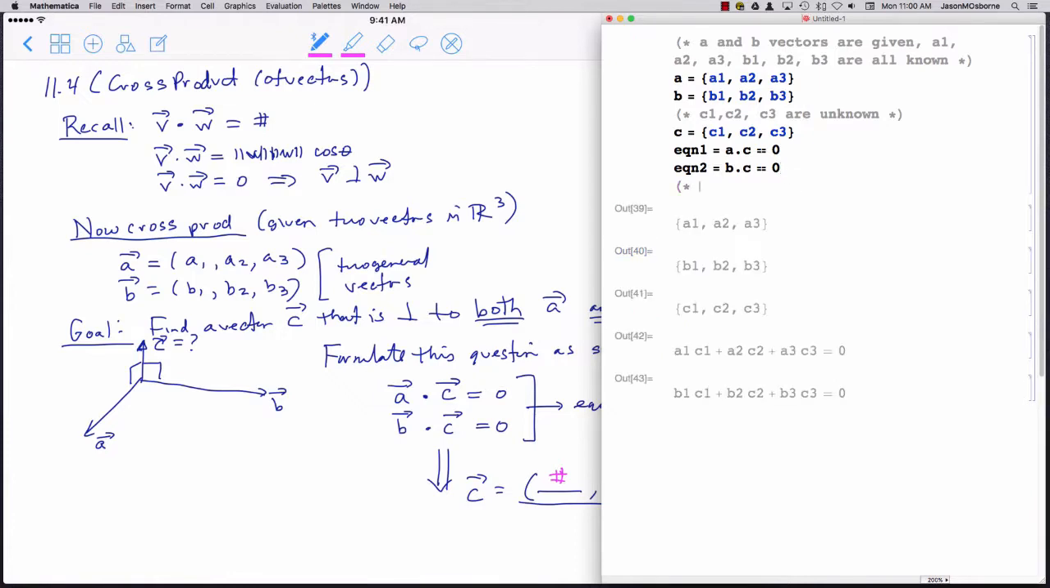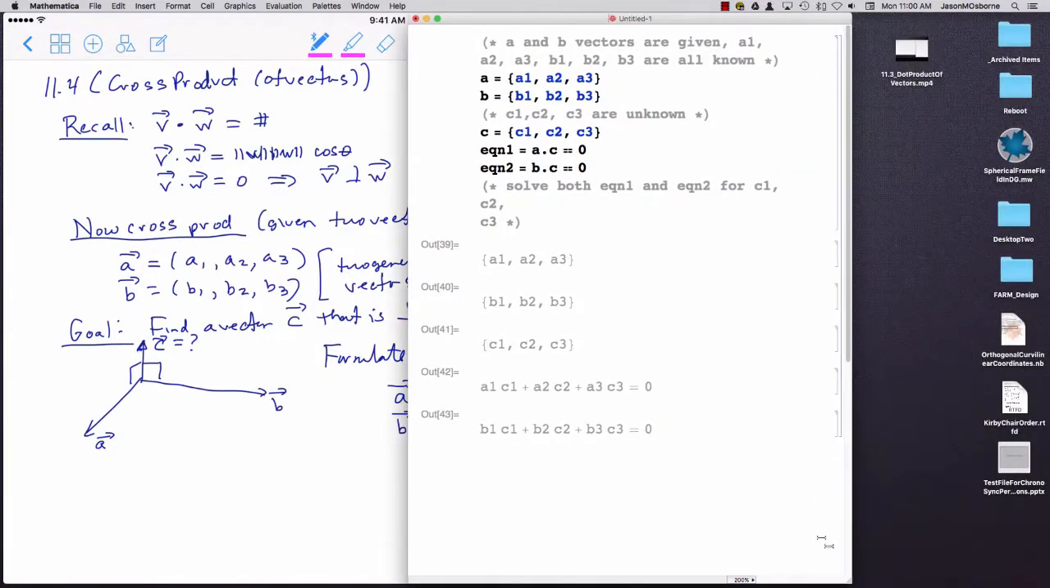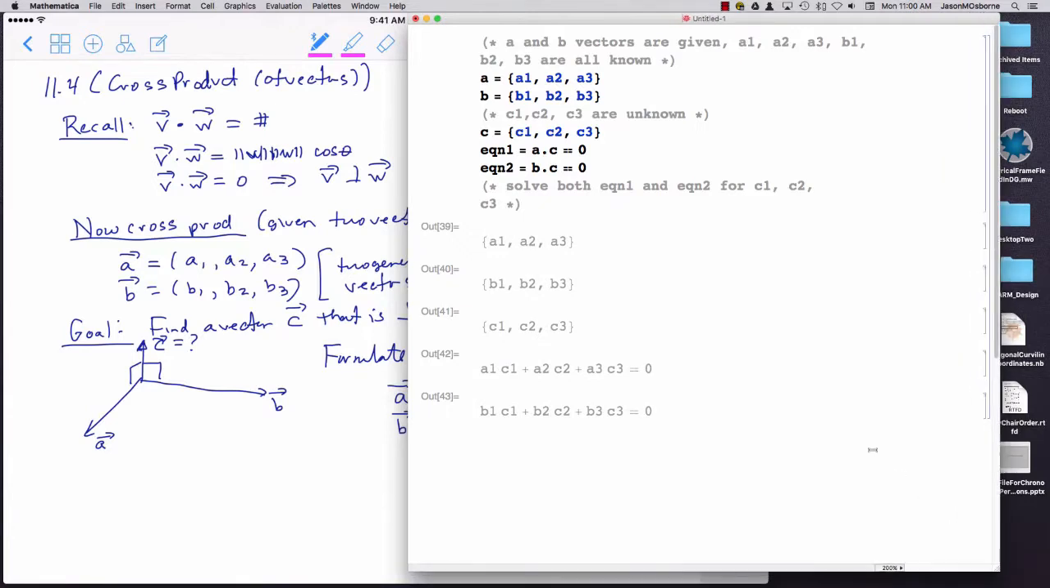What we want to do now is to solve both equation 1 and equation 2 for C1, C2, C3. We know something weird's going to come out here. If you're counting, something should be a little bit weird because we have two equations, but we have 3 unknowns. No matter that little problem, let's see what happens if we ask the computer to solve equation 1 and equation 2 for C1, C2, and C3.